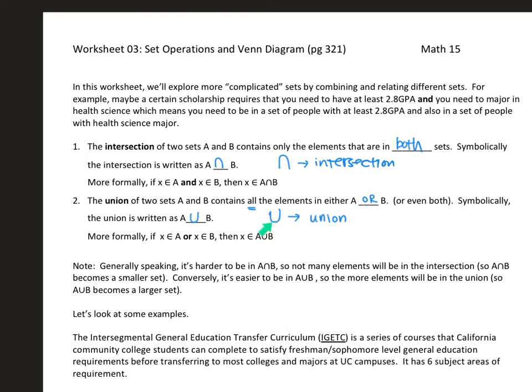Upside down U is the intersection. Again, intersection is you have to be in both A and B. Union is you're in either A or in B or in both. So as you can see, it contains a lot of stuff.